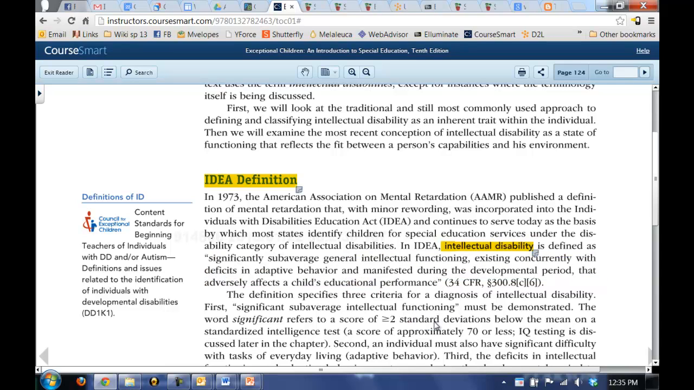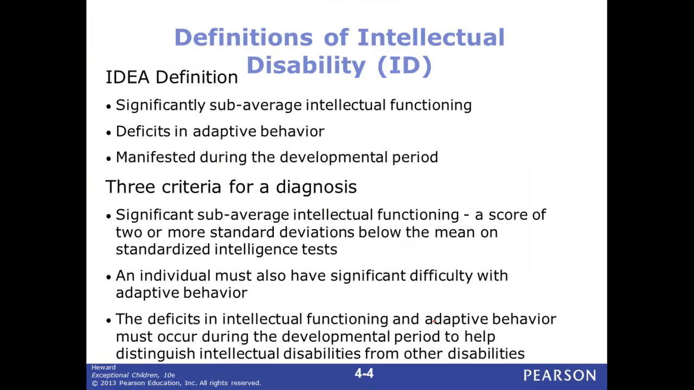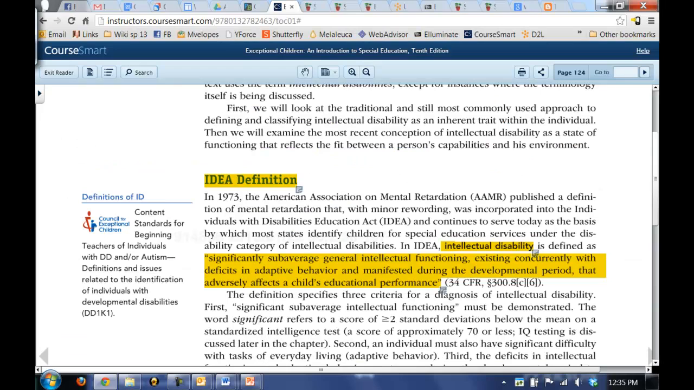Let me flip you over here so you can see that. Okay, and if it's not during the developmental period early on, it's not necessarily so. And we'll take a look at what is adaptive behavior, but significantly sub-average, and that's not new to you. That's nothing new there.